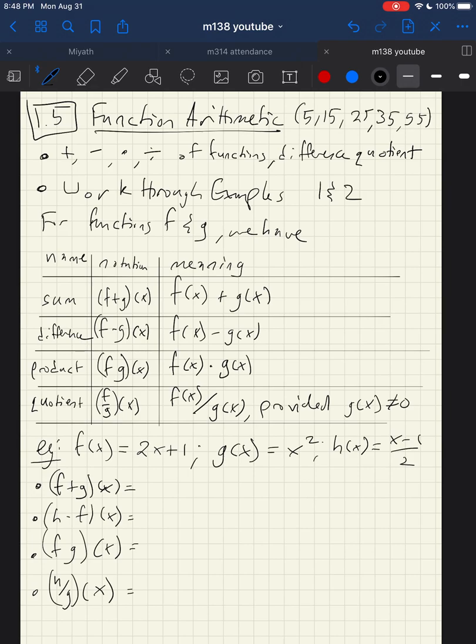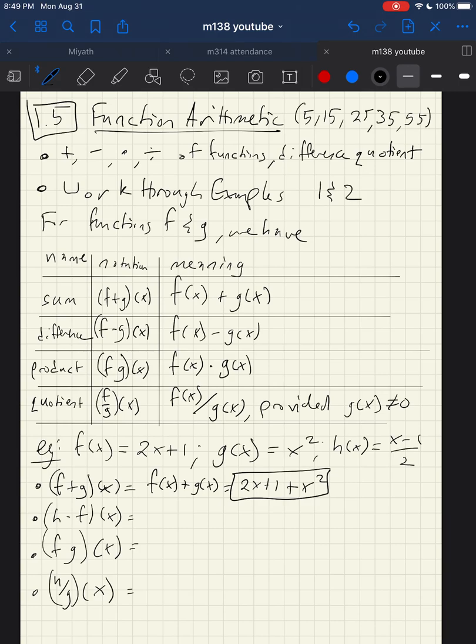All right, so f plus g of x is f of x plus g of x. And this is just 2x plus 1 plus x squared. Now I know this isn't written in ascending or descending degree, so you might want to clean it up and write x squared plus 2x plus 1, and if you wanted to, you can factor that into x plus 1 quantity squared, but you don't have to. You can stop here and that's fine.